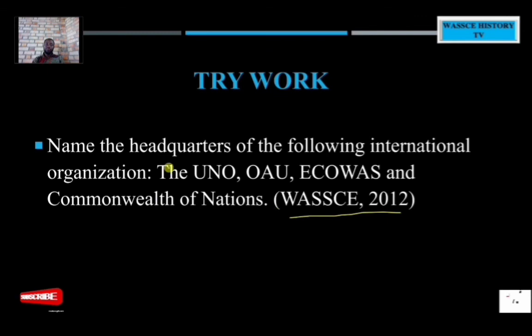So this is a past question which came in 2012. They wanted you to name the headquarters of the following international organizations where the headquarters were actually found. So the UN is here. We will look at OAU, ECOWAS, and then the Commonwealth in our subsequent videos.